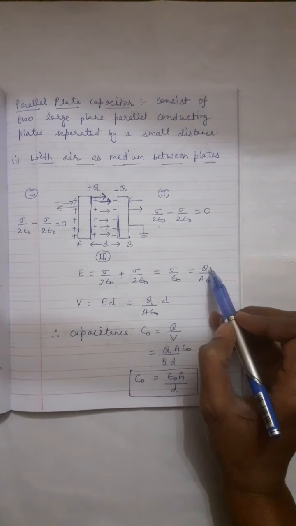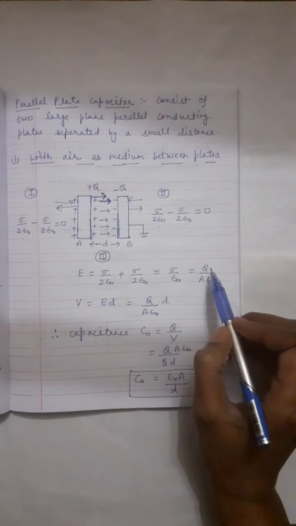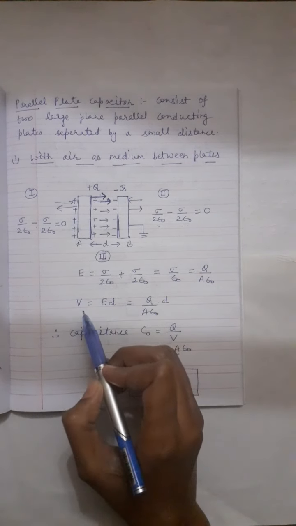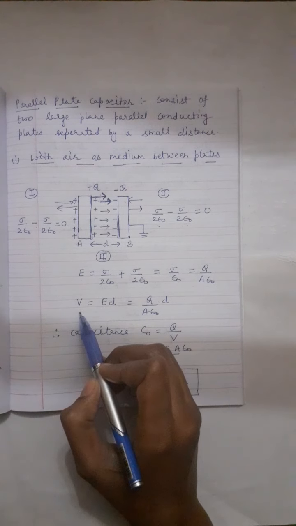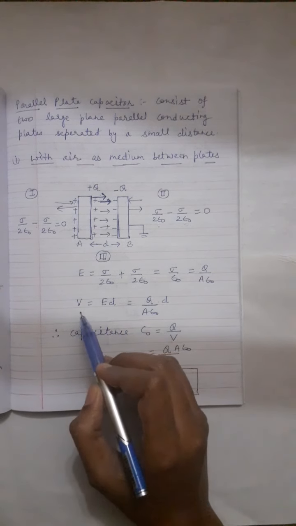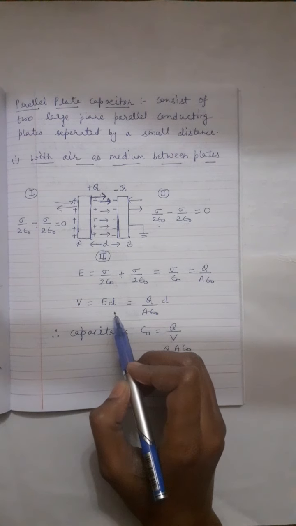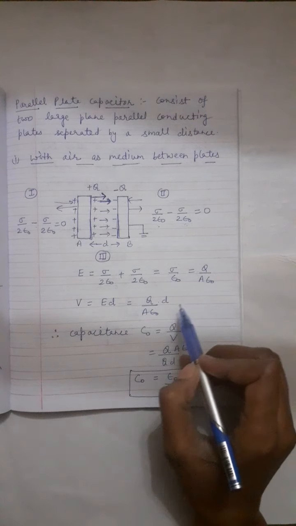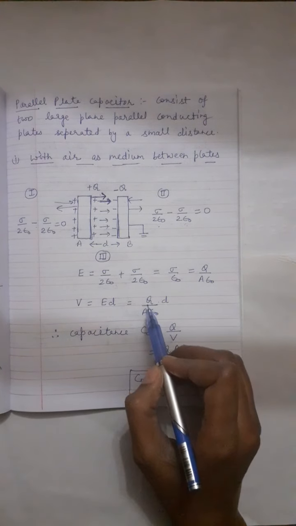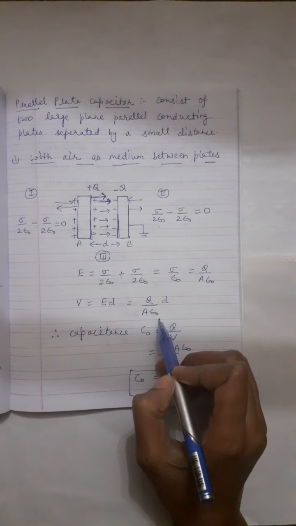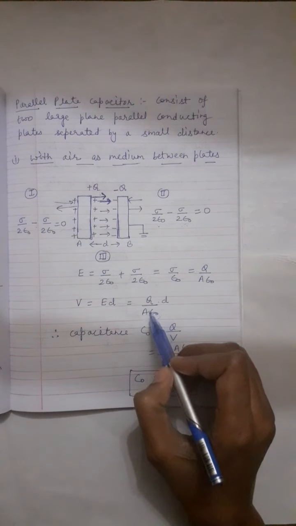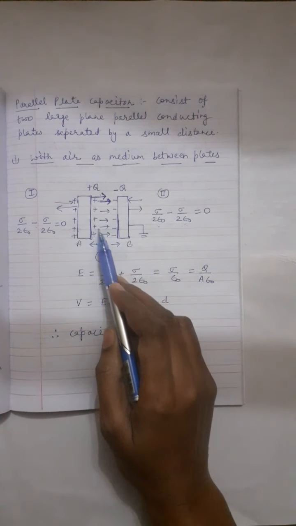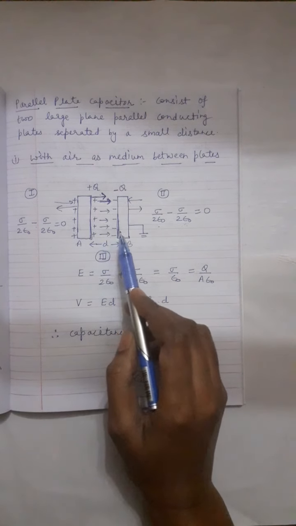It has the value q upon A. So E is equal to q upon A epsilon naught. By calculating the electric field, we can now calculate the potential of this field. So potential will be equal to electric field into distance d. So this will be multiplied by d. So potential will be equal to qd upon A epsilon naught, where epsilon naught is the permittivity of the air, because we have taken air as a medium between the two plates.